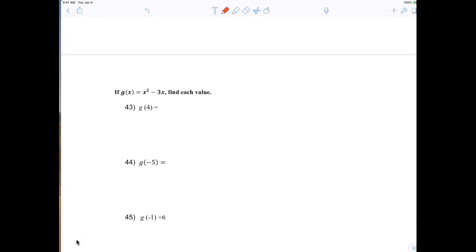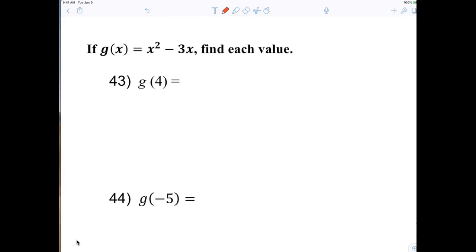All right, let's look at 43. g of 4, parentheses, 4 squared minus 3 times 4. 16 minus 12 equals 4. Everybody okay with that?